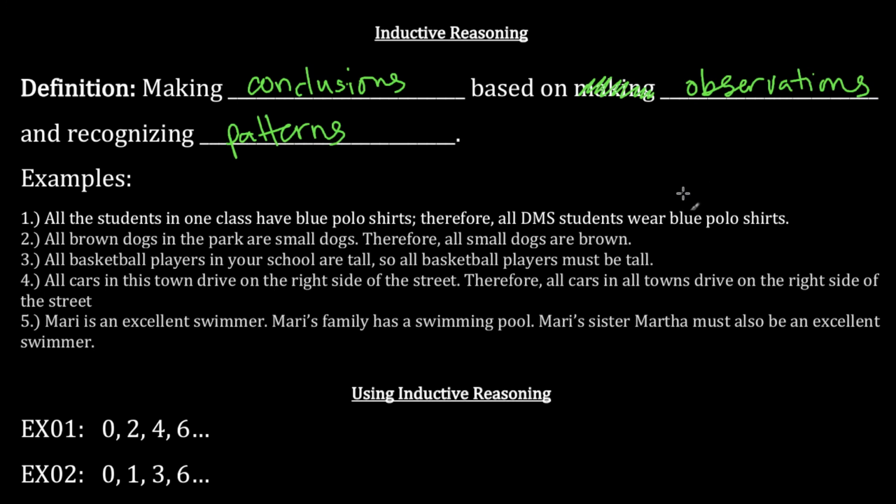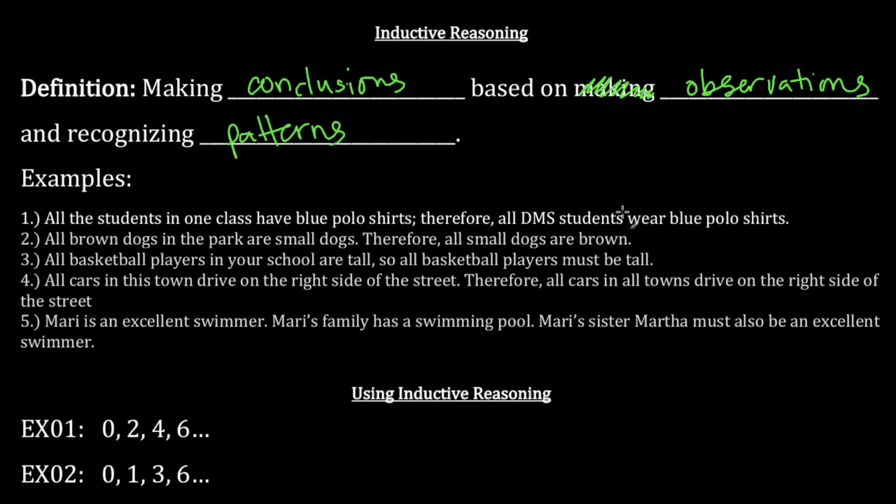But before I give you some examples, recognize that reasoning through something doesn't necessarily make it true. We are just talking about the ways that people reason, okay? So in the first one, all students in one class have blue polo shirts, right? Therefore, all Daggett Middle School students wear blue polo shirts.